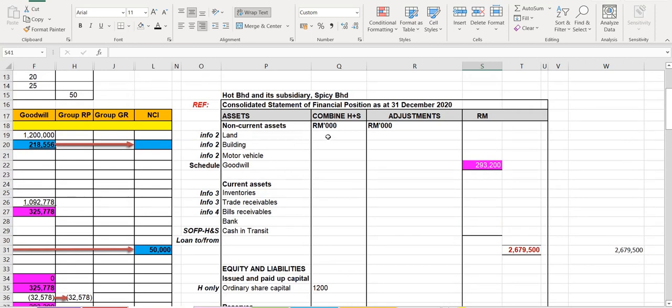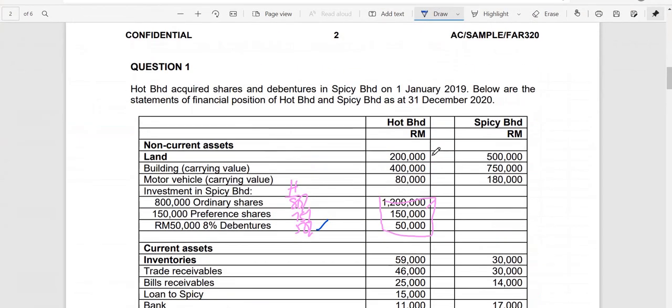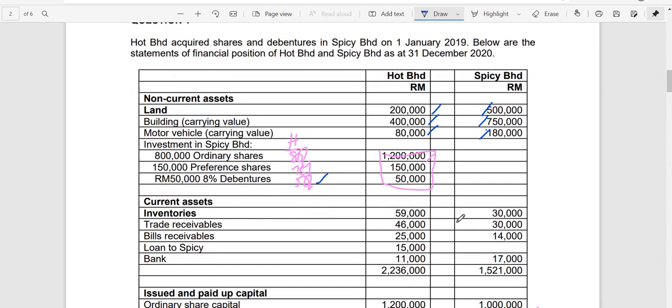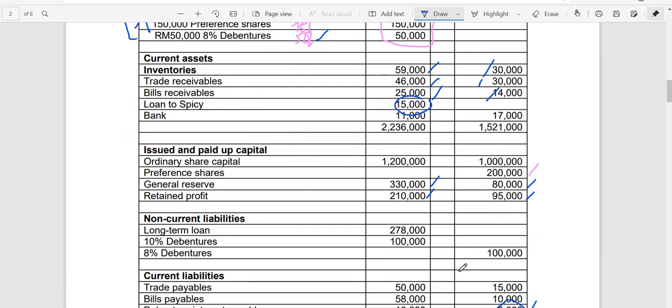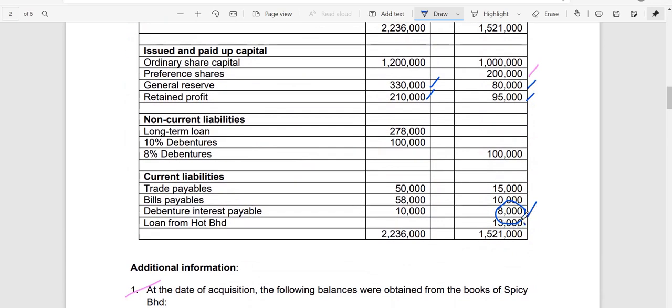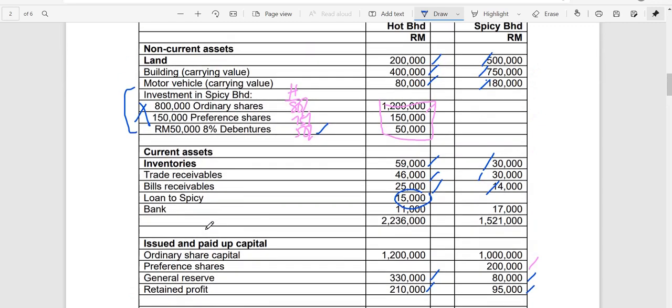So the first thing to do is to combine. When you combine, you are going to combine the assets that you have here with the ones of the subsidiary. You need to add the motor vehicle with the one of Spicy, and you do not show this part because these are being eliminated. Inventories will be added, trade receivables too, and bills receivable. The loan we are going to adjust and cancel, the loan from HOT will be cancelled off against the loan to Spicy, and the cancellation of these two amounts.